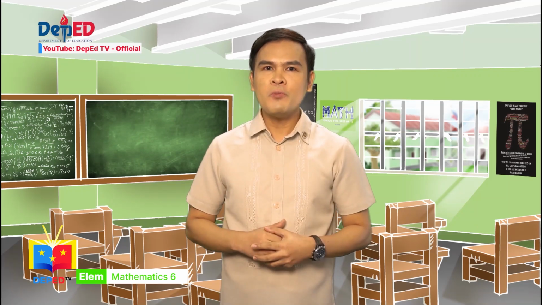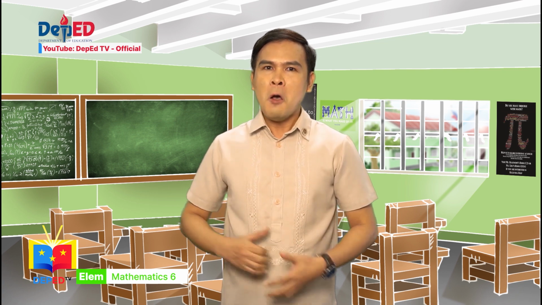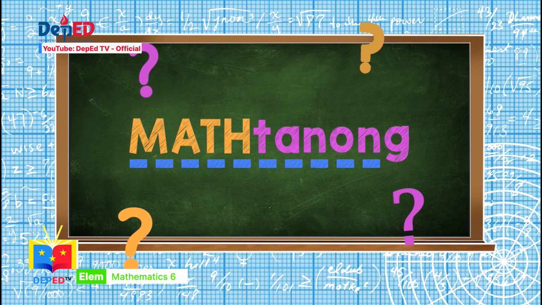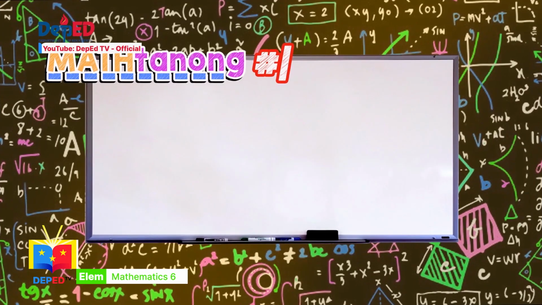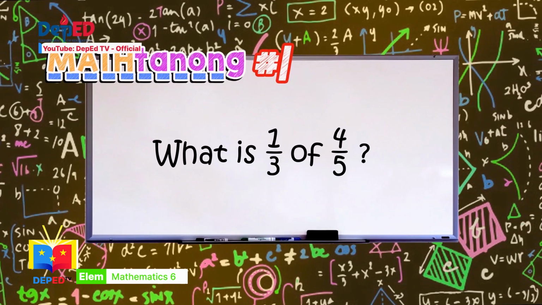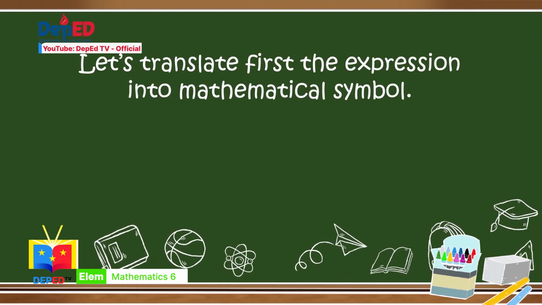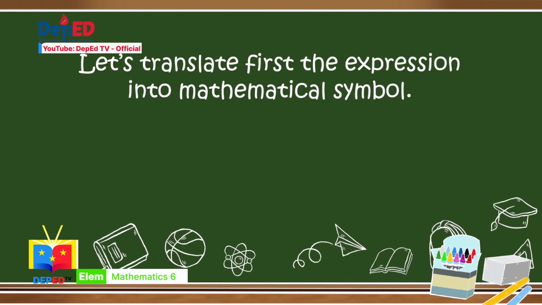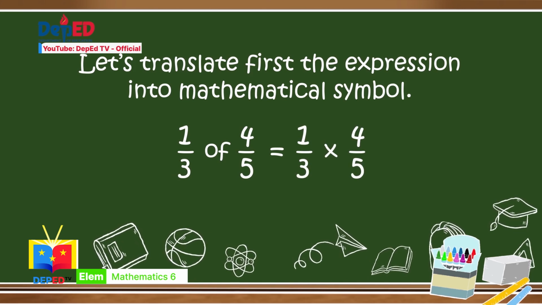Again, before we proceed to our lesson, let's review our past lesson. Get ready to our Mathanong! Mathanong number 1. What is 1/3 of 4/5? Let's translate first the expression into mathematical symbol. 1/3 of 4/5 is equal to 1/3 times 4/5.